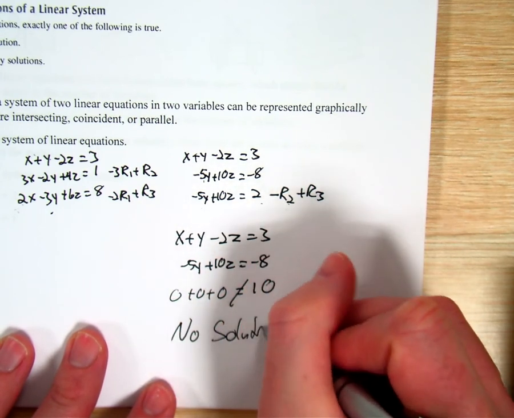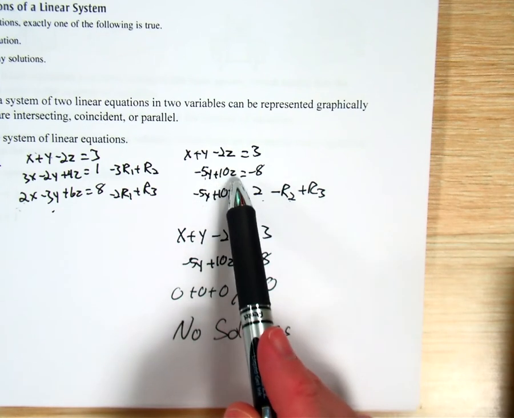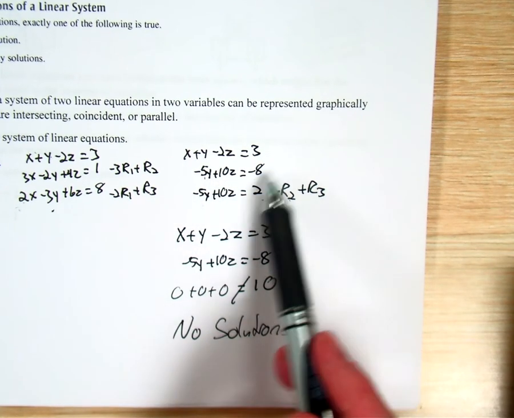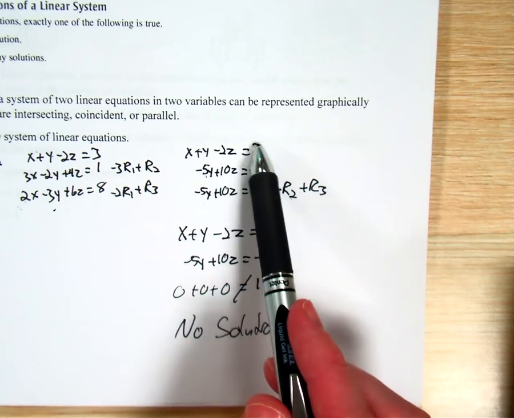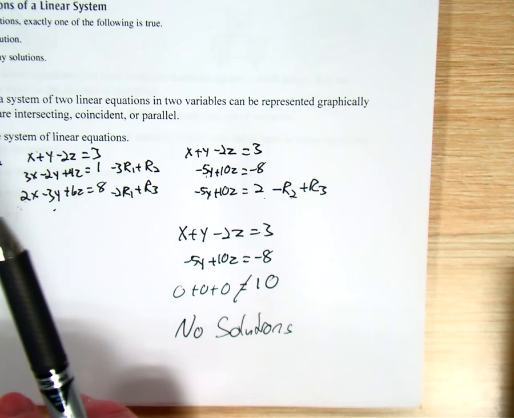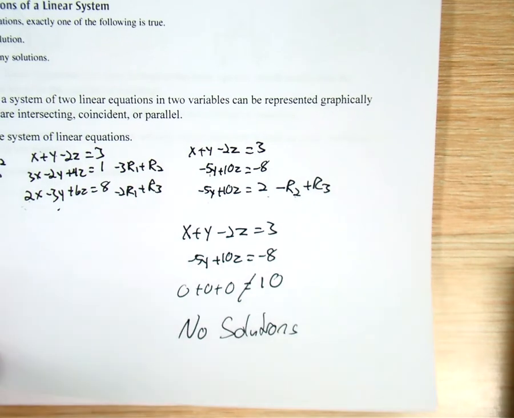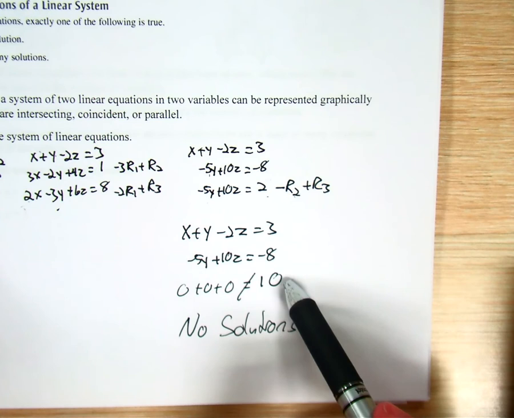Okay, and what we would have is that these two are parallel in a way here, and then they won't both cross this one at the same point. So there won't be a common point to all three lines. All right, so no solutions. That's what a no solutions one looks like.